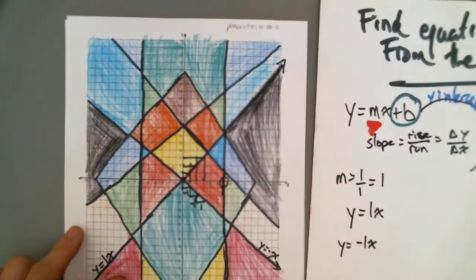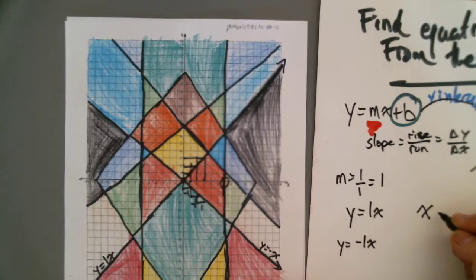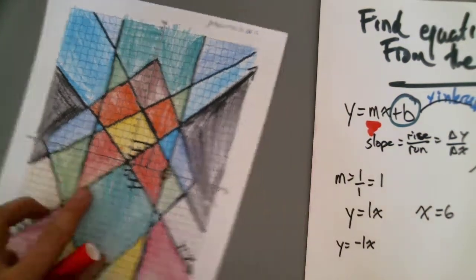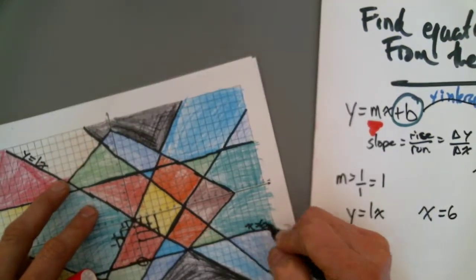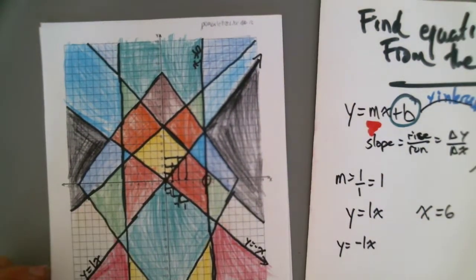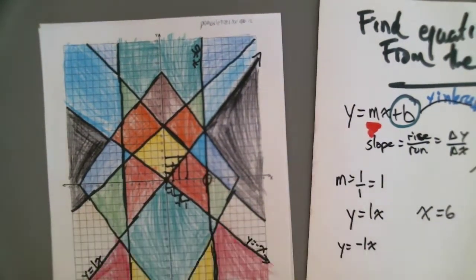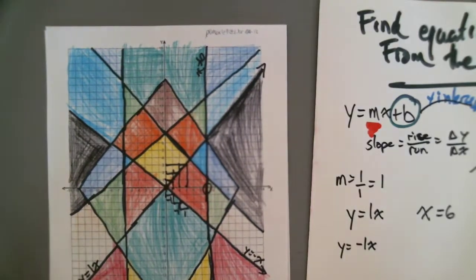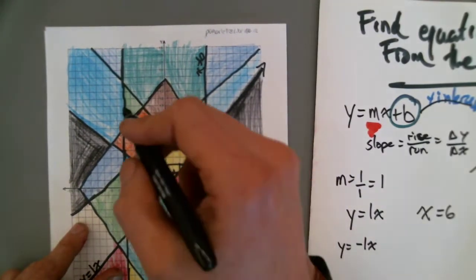What do we know about a vertical line? X equals 6. X equals 6. This one over here, you do the same thing. Okay? You could even draw in a couple of horizontal lines there. That'd be cool. Or not. Let's pick one here.